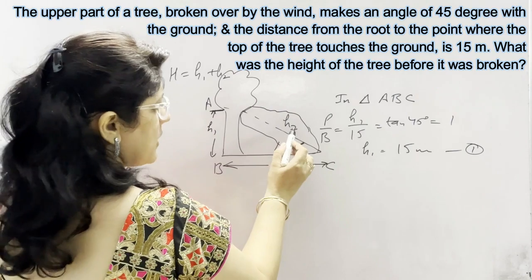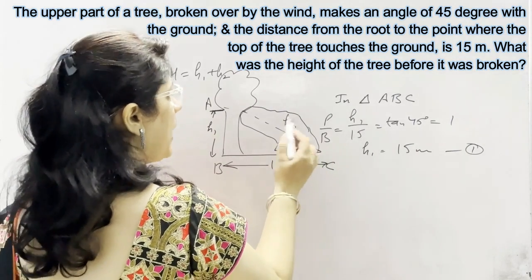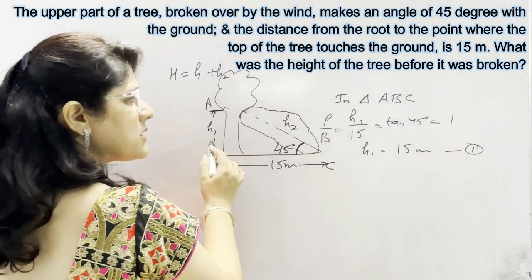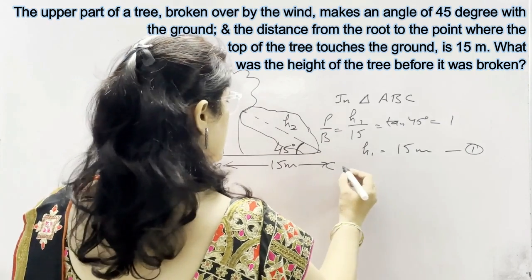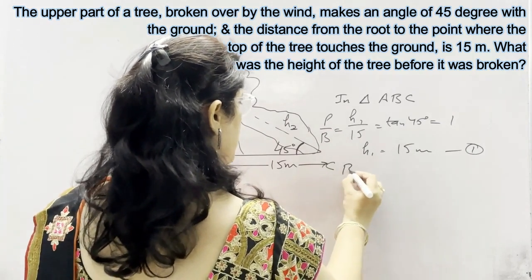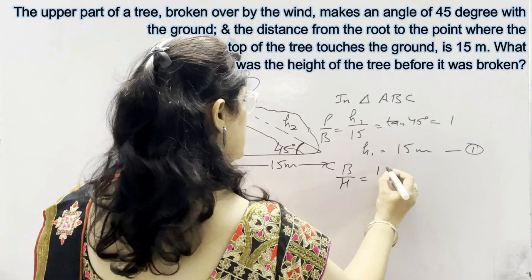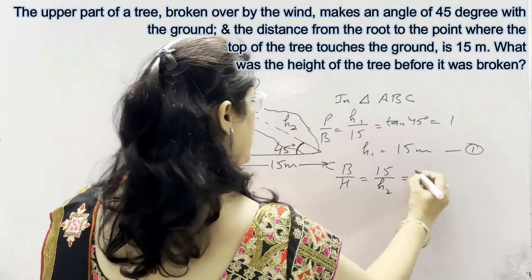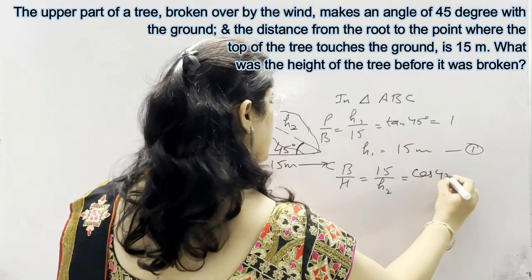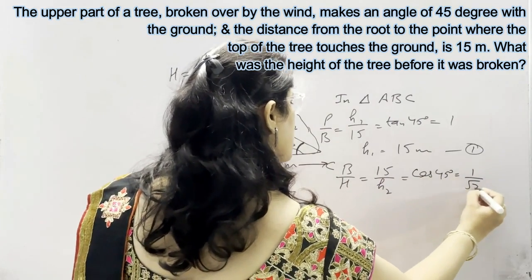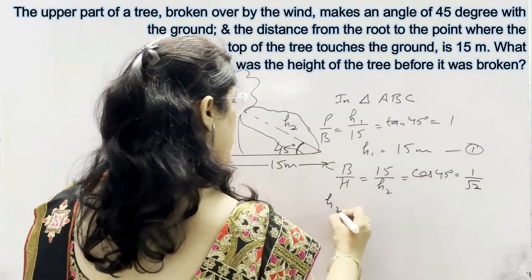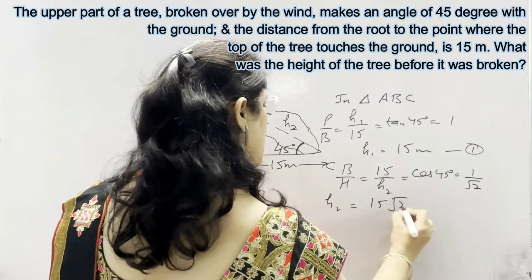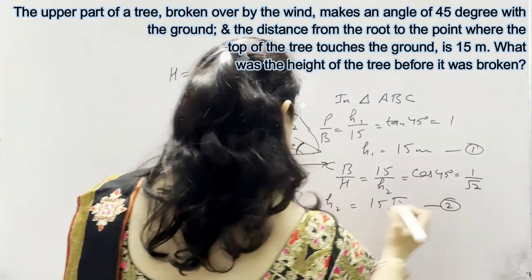Second equation: we need to calculate h2, it means we need to calculate hypotenuse. We can use either sine or cos. So we can use cos also, B upon h. It is 15 upon h2, which we need to calculate, and then cos 45. Cos 45 is 1 upon under root 2. So h2 is equal to 15 under root 2. This is our second equation.